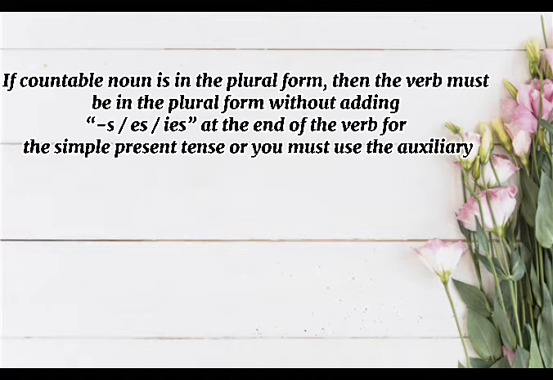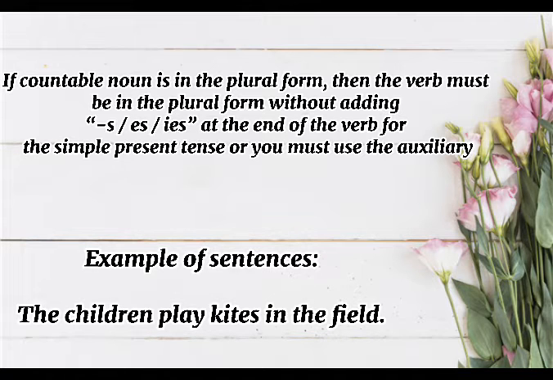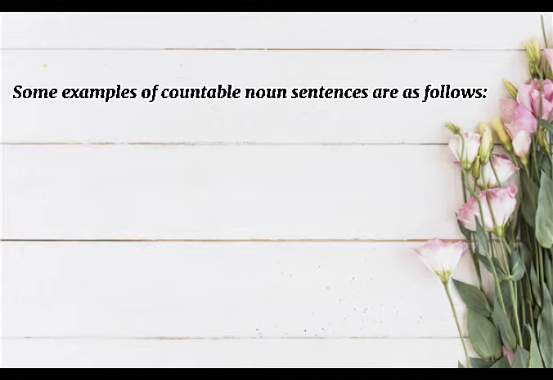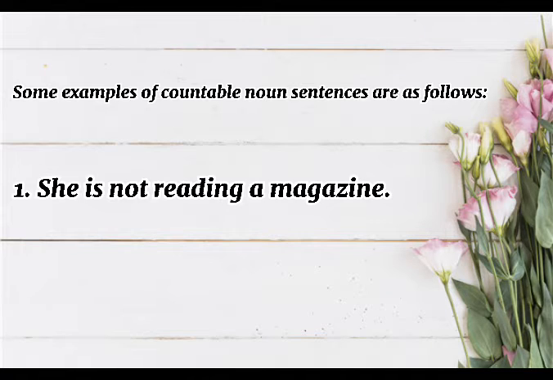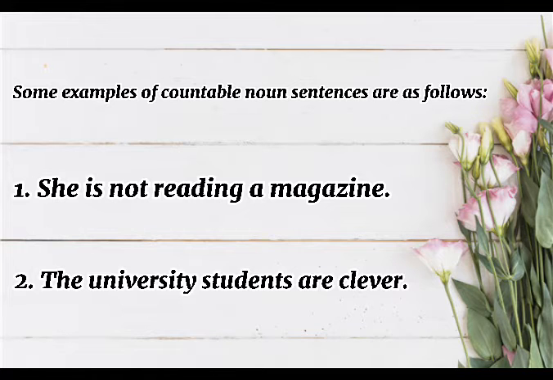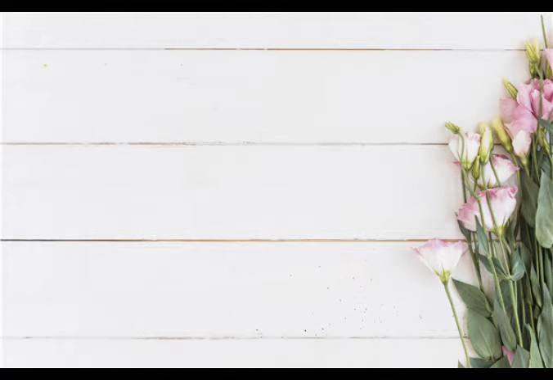If the countable noun is in the plural form, then the verb must be in the plural form without adding s, es, or ies at the end of the verb. For the simple present tense, you must use the auxiliary. Example of sentence: The children play in the field. Some examples of countable noun sentences are as follows: She is not reading a magazine. The university students are clever.